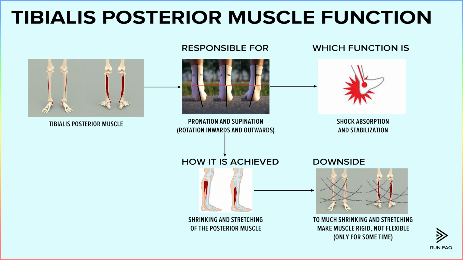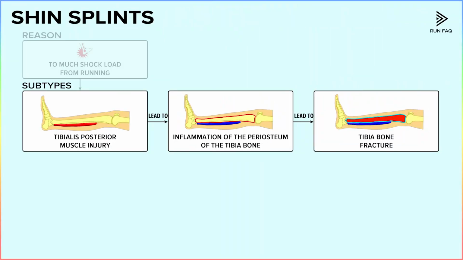And instead of shrinking and stretching, it starts to pull the periosteum to which it is attached. And after many pulls, the periosteum says, I cannot handle it, and inflames. And after some more pulls, the periosteum passes, let's say, this power to the bone, and this is exactly how we get the bone fracture. So now you know the reason for this injury: too much shock load.